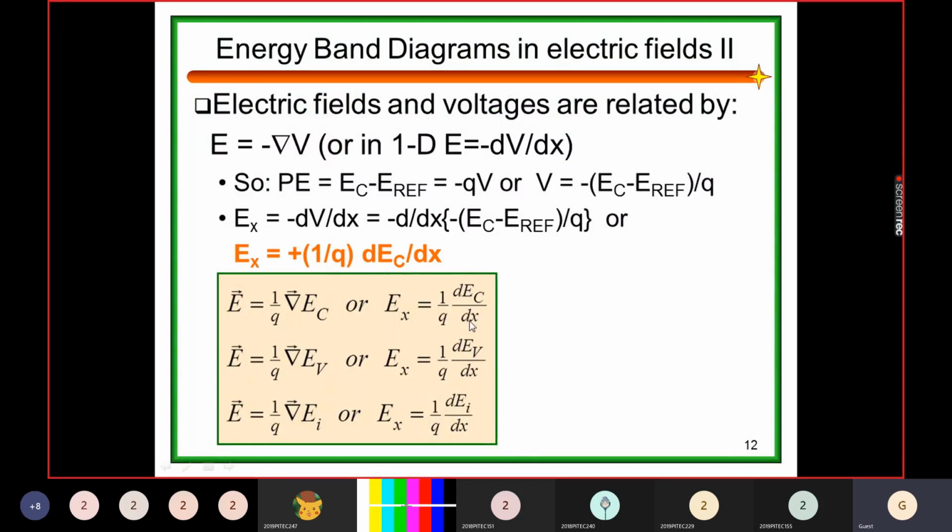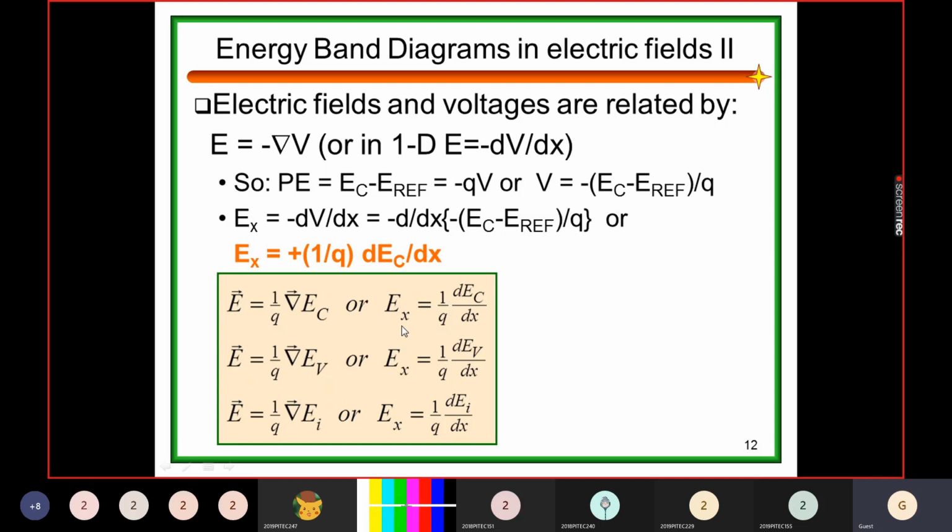These equations are very, very important. In the GATE question, they will ask you about these equations. They will give you the value of differentiation with respect to the electric fields. What is the energy gap? What is the energy gap in N? What is the energy gap in P? They will give that and you have to solve for that particular equation.